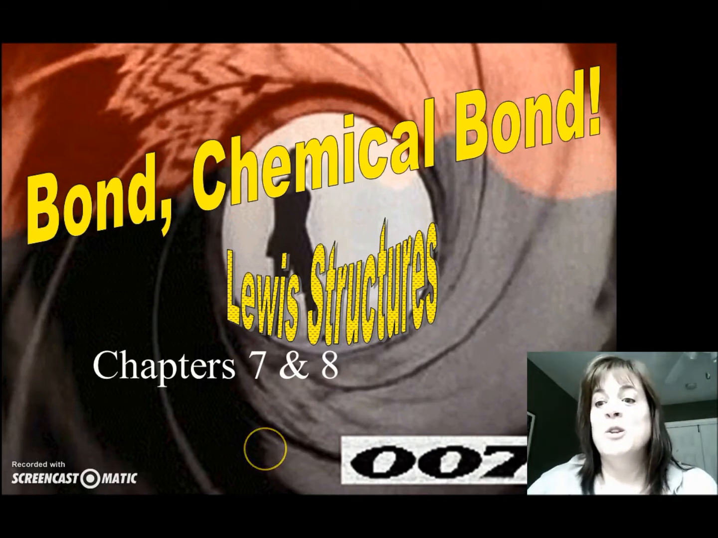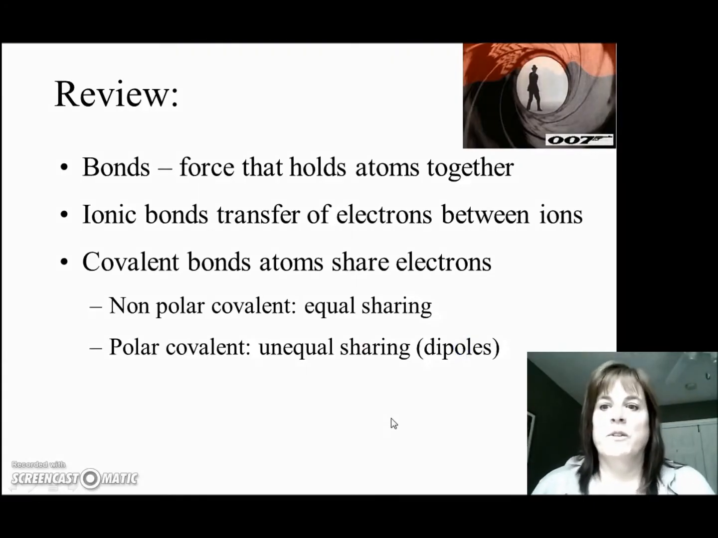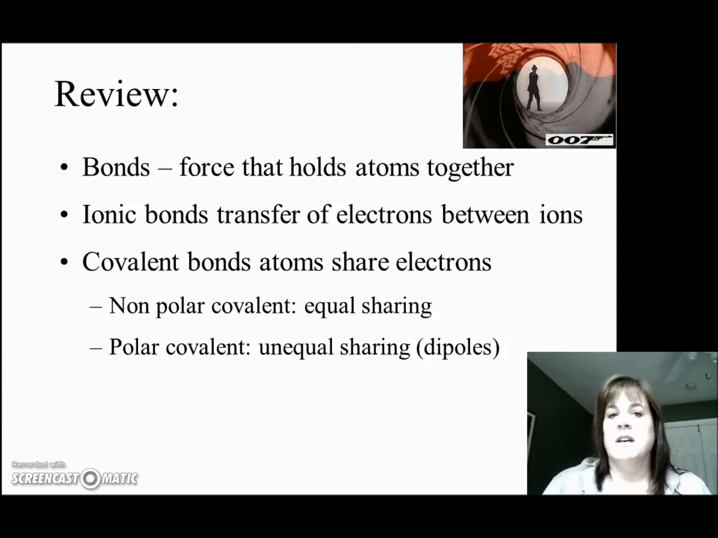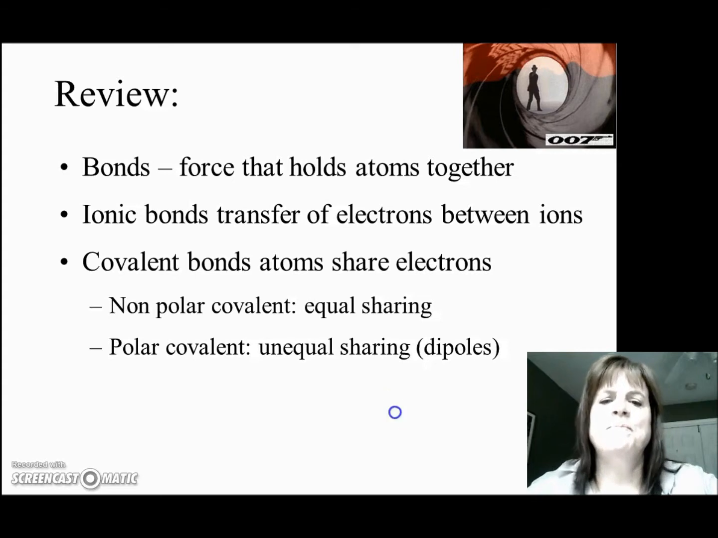Today we're going to talk about Lewis structures for ionic compounds. Well, first let's do a little review. Remember, bonds are the force that holds atoms together. And today we're going to talk about ionic bonds and Lewis structures. Remember, ionic bonds are the transfer of electrons between atoms, and covalent bonds are about sharing. But we're going to talk about covalent bonds and Lewis structures in the next video.